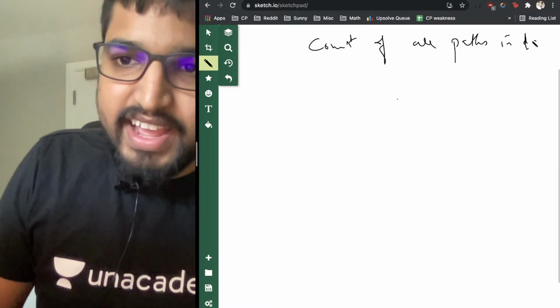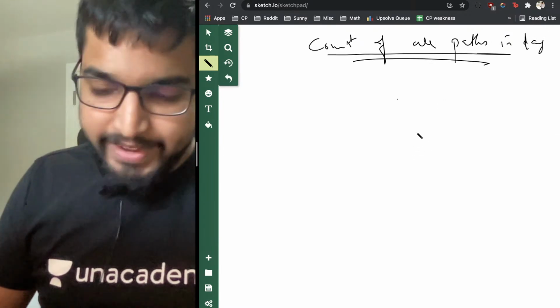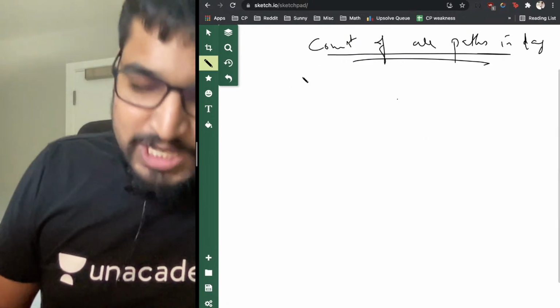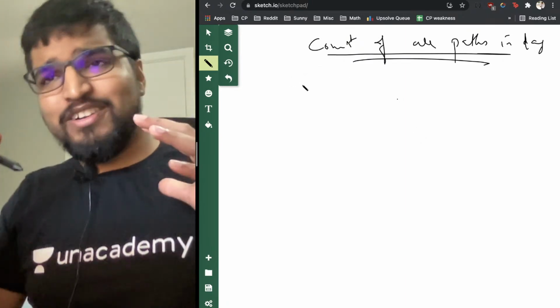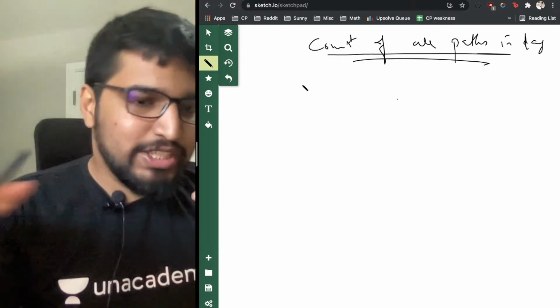In a DAG, count of all paths. The problem is very similar. If you're there in the live chat, please let me know what you think of the solution. So previously we did the longest path of a given node, which is basically 1 plus max of longest paths of the child.